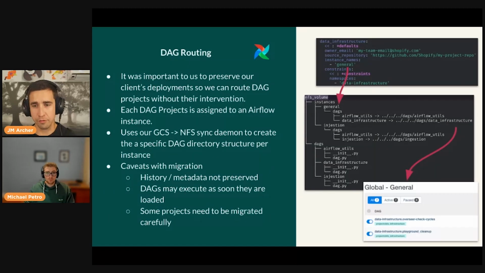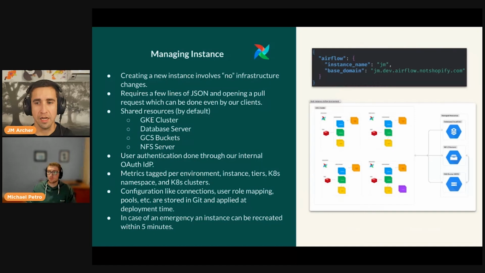On top of that, we had to make sure that all our metrics are pre-tagged, scoped by environment, instance, tier, namespaces, and cluster. Therefore, us and the DRE team can clearly see which instance or environment is having issues. And an important thing is that any configuration of Airflow itself is also managed in the same deployment pipeline, which means that connections, user role mapping, and pools are all stored in Git and can be applied consistently across all the instances. So it's frowned upon to go in the Airflow UI or even the command line tool to change stuff manually.